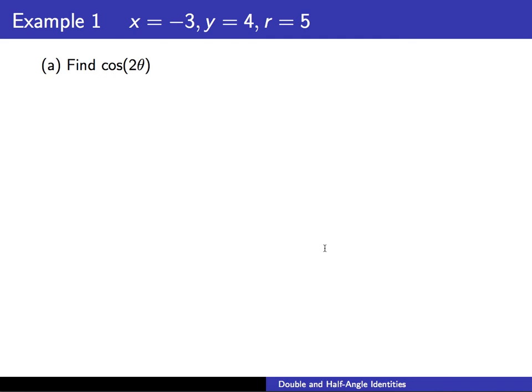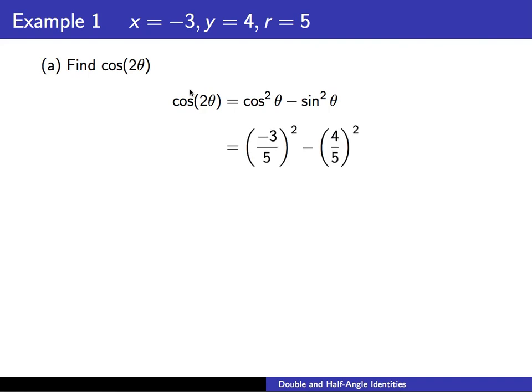So with x is negative 3, y is 4, and r is 5, let's start with the cosine of 2 theta. Well, that's cosine squared theta minus sine squared theta. And cosine is x over r, so we have negative 3/5. We're going to square that. Sine is y over r, so 4/5 squared. And when we calculate this, we get negative 7/25.